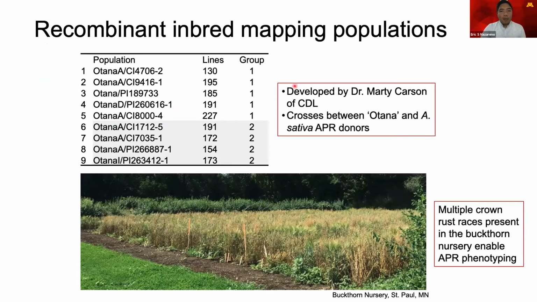Here are the 9 populations developed by Dr. Carson. I split them into 2 groups. The first group has these 5 populations, and the second group has these 4 populations. We screened them all in the Bucktor nursery because there are multiple races in there, which would enable screening for adult plant resistance.